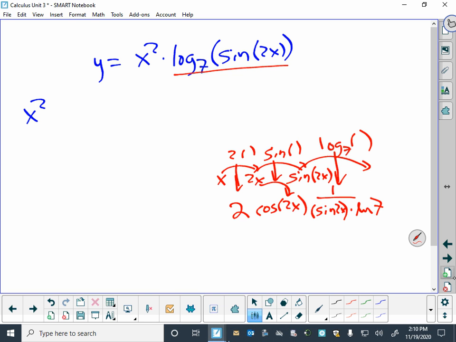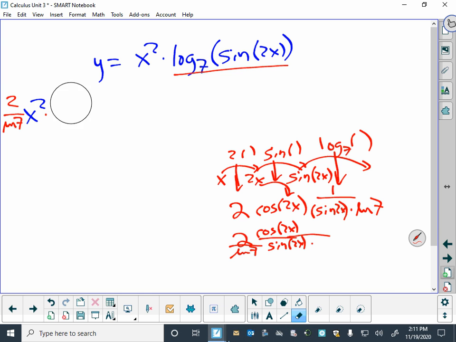Okay? So putting that all together, we have a 2 cosine 2x over sine 2x, and there's also a natural log 7, so 2 over natural log 7 times that, which is the cotangent of 2x. So I'm going to have a 2 over natural log 7 x squared cotangent of 2x.